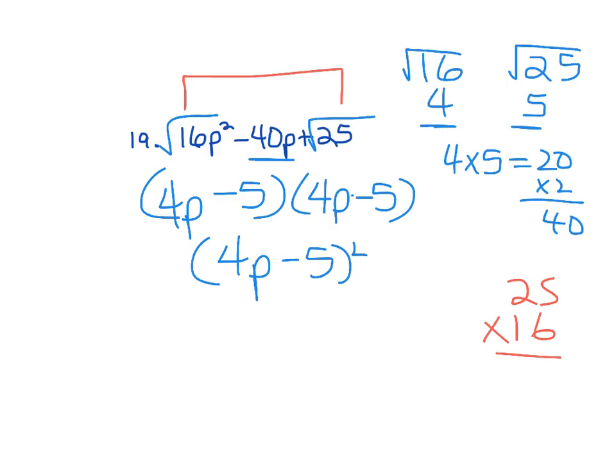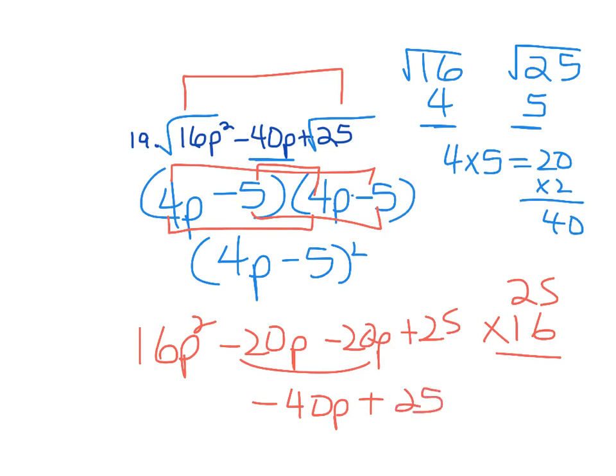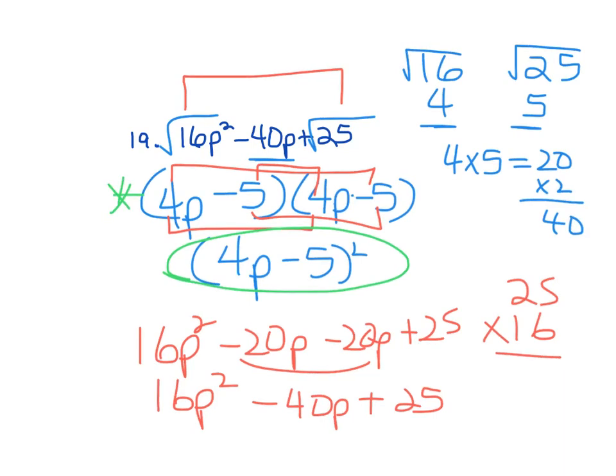And again, we could FOIL it to make sure it goes back. So if I FOIL up here, I'm going to do 4p times 4p, outside, negative 20p, inside, negative 20p, and last, positive 25. When you add the middles, it did give you the 40 and drop down the 16p squared. So it did check out. So my answer can either be written as 4p minus 5 to the second power, or you can keep them separated.